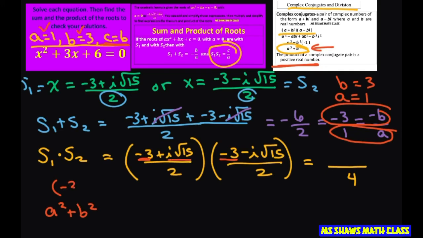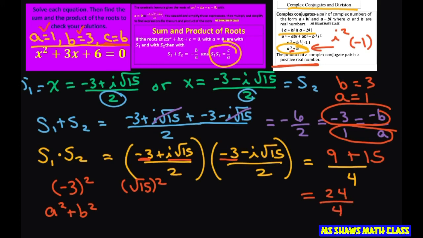So negative 3 squared is 9. Then you put the plus, and then we're going to square the square root of 15. We don't put the i in there. The i becomes i squared, which is negative 1. So all we need is our b, which is the square root of 15 squared. When you square that, you get 15. So this equals 24 divided by 4, which is 6 divided by 1.